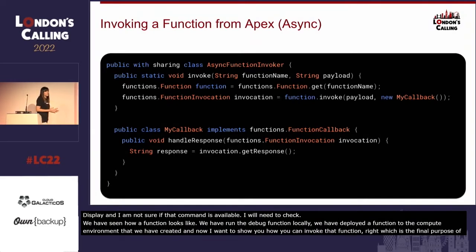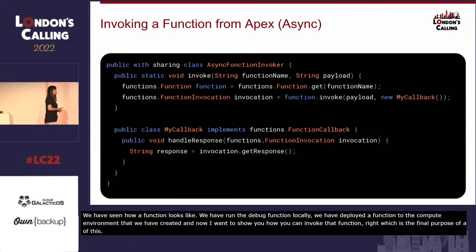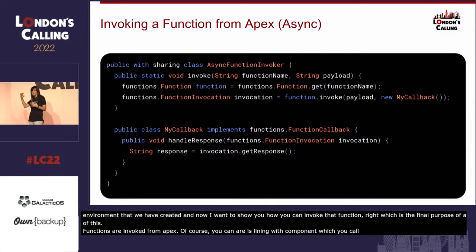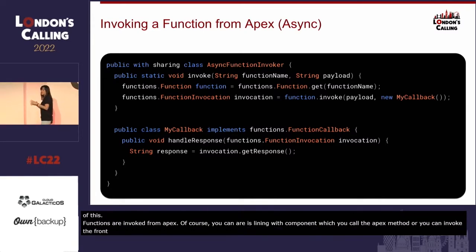Functions are invoked from Apex. Of course, you can have a Lightning Web Component from which you call that Apex method, or you can invoke Apex from Flow, matching all the low-code capabilities to the function invocation. But the main entry point is Apex.